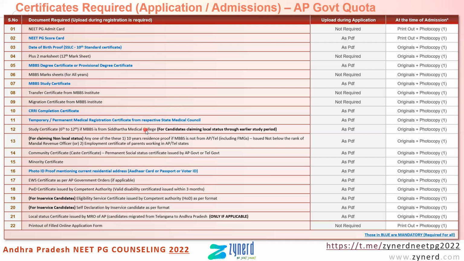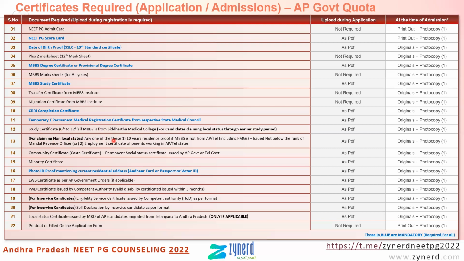In our previous video we explained that for Siddhartha Medical College, those candidates who completed MBBS from Siddhartha Medical College are categorized as AU local, OU local, or SVU local based on which institute they did their schooling from 6 to 12. So a study certificate is required for claiming local status. Let's say you do not do your MBBS from any of these institutes in Andhra Pradesh or Telangana, then you would claim only a non-local status, right?